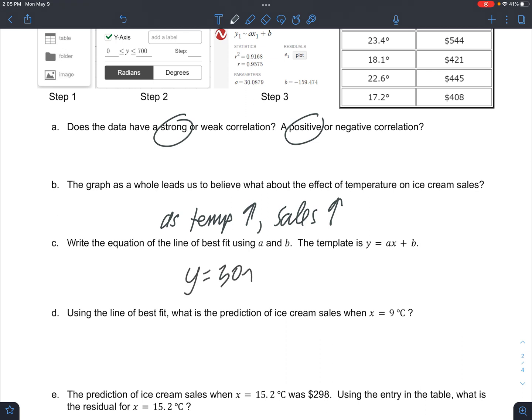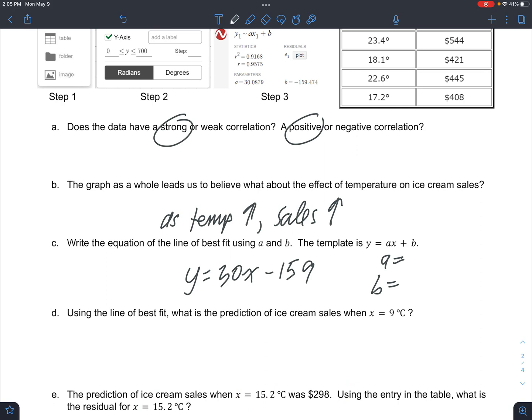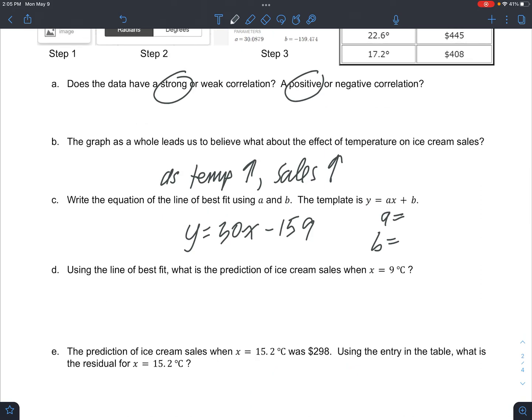If we go to Desmos, you can find out what A and B are. And I'll point that out to you. They're at the bottom where it says parameters. That's A and B. Okay, so I just copied those for you. And what's the prediction of ice cream sales when X is 9 degrees Celsius, which I believe is around 45 degrees Fahrenheit, somewhere in there.